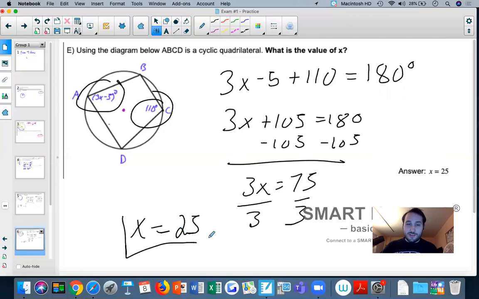Now, is it degrees? Well, let's see. It's asking us what is the value of x. It's not asking about an angle. So there actually are no units. So it's just x equals 25. If it asked us what's the measure of angle A, then your answer would be in degrees. But because they didn't ask that, we're just going to leave it as 25.